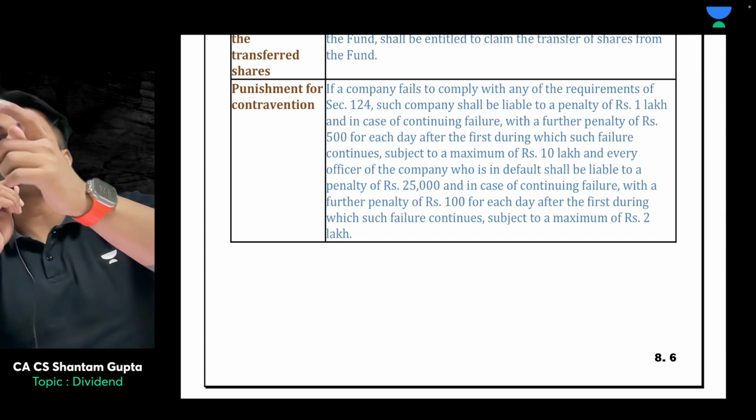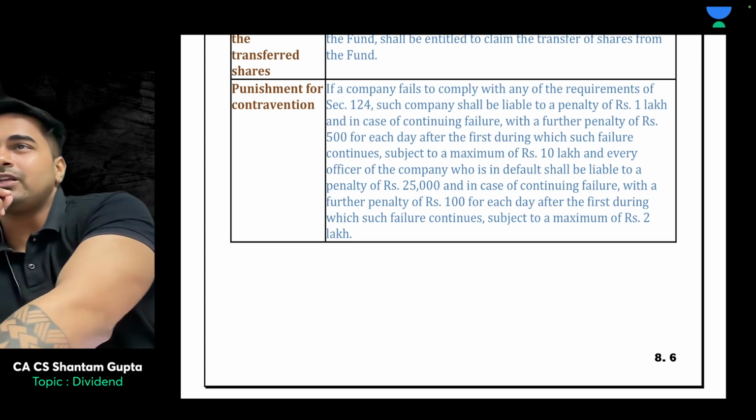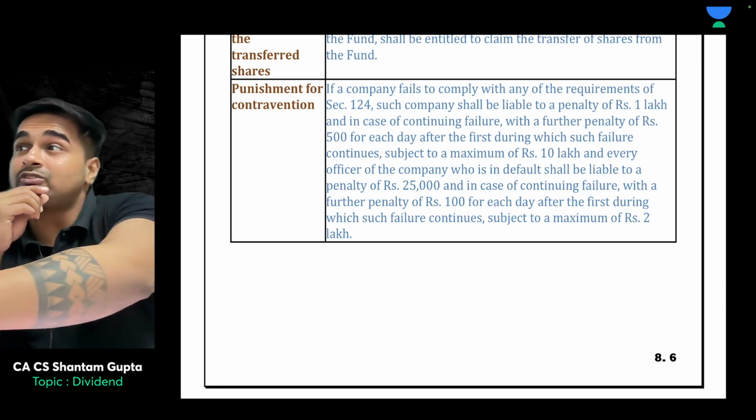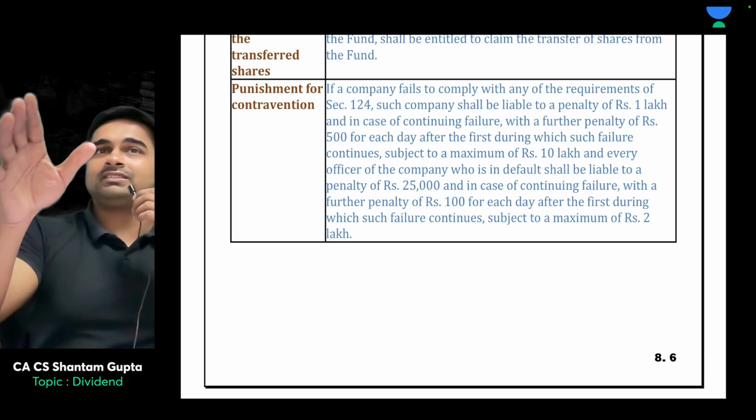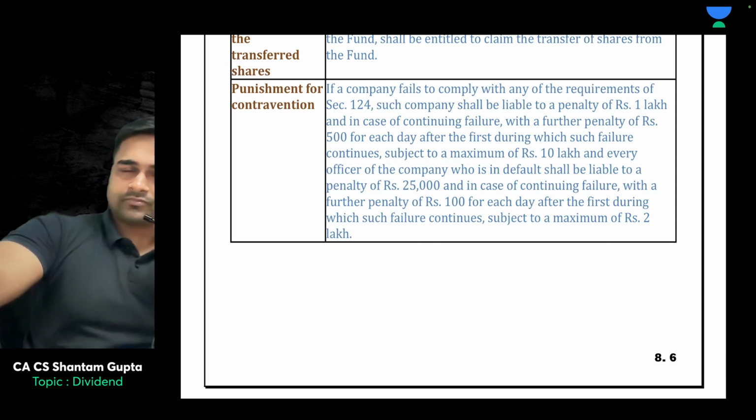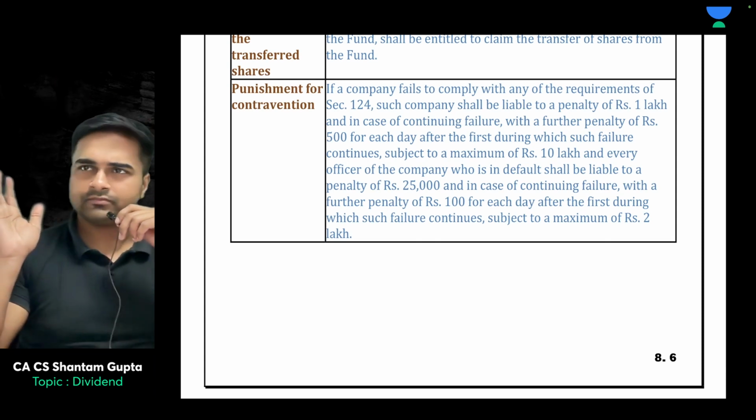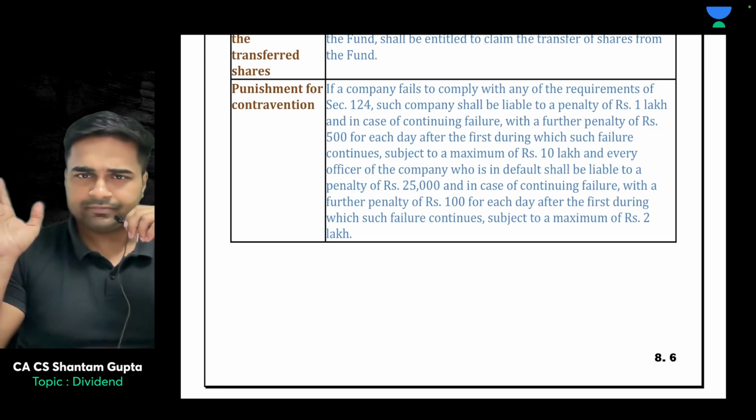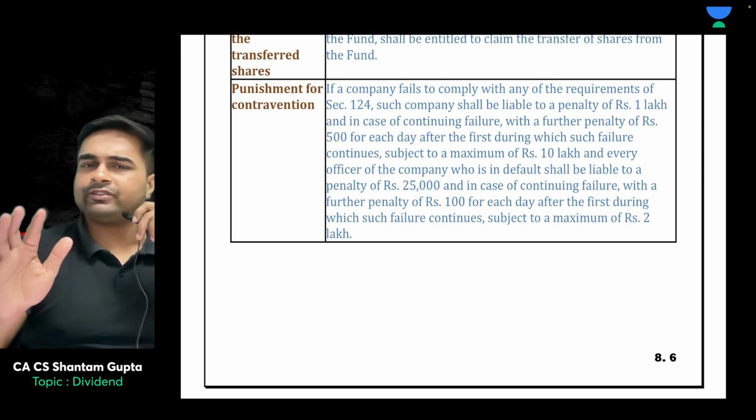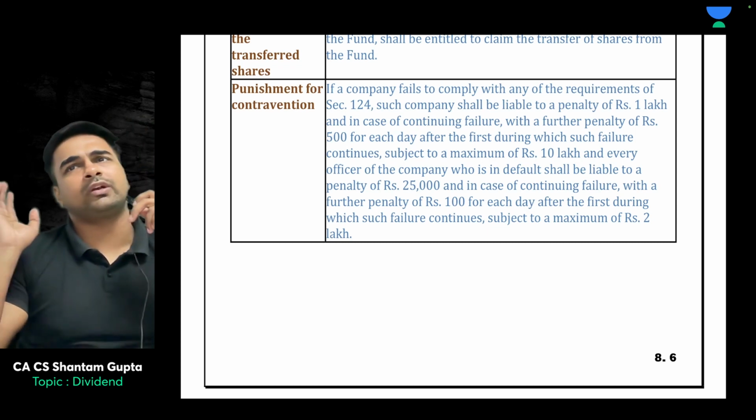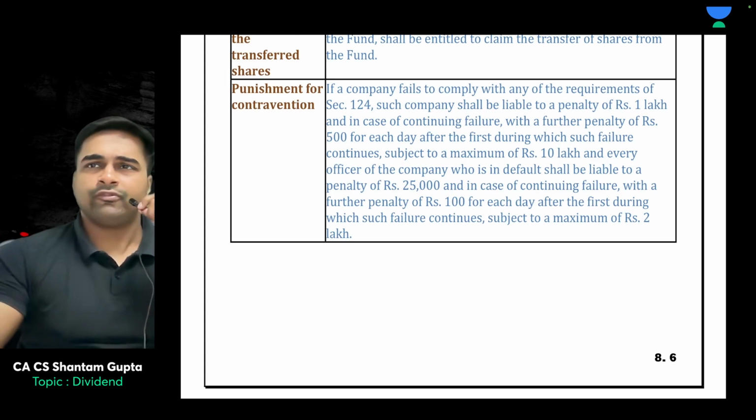See, whenever days are involved, there will always be a continuing penalty. The number of days that you are continuing the offense, that many days will be charged penalty. So it says 1 lakh one time plus, for the days that they are continuing, 500 per day. Maximum being 10 lakh. But for the officers, the amount is much less. For them, it is 25,000 and 100 per day, with a maximum of 2 lakh.